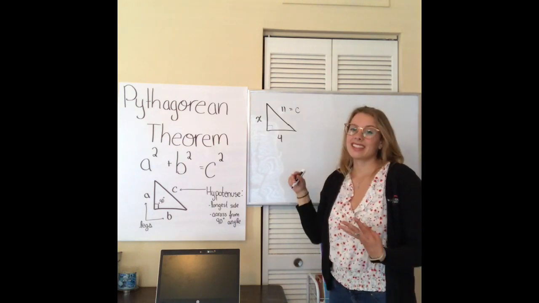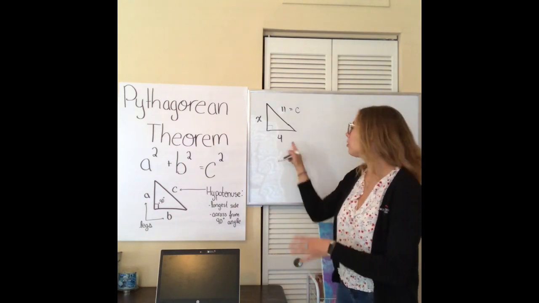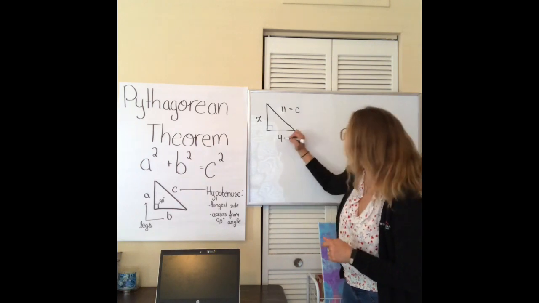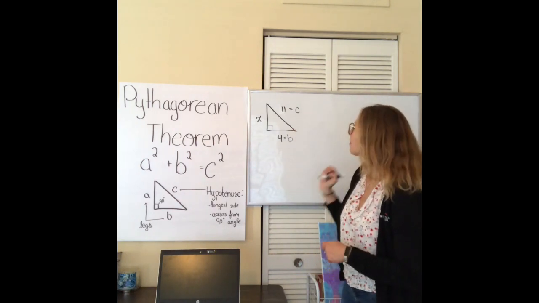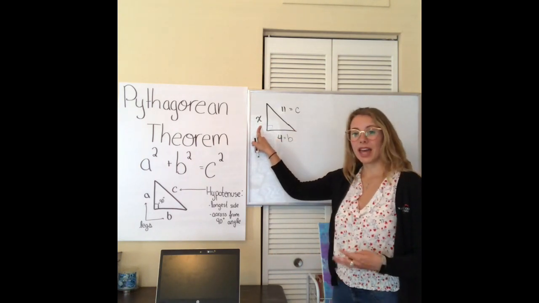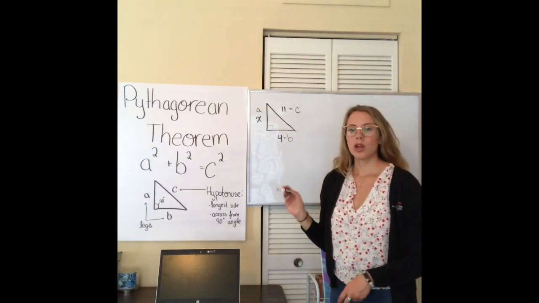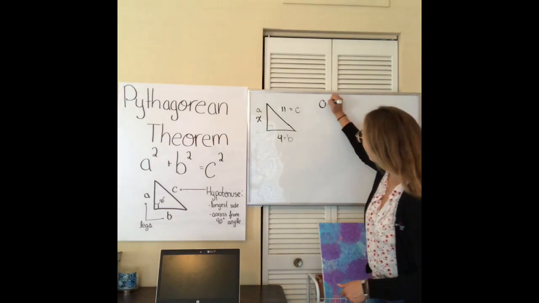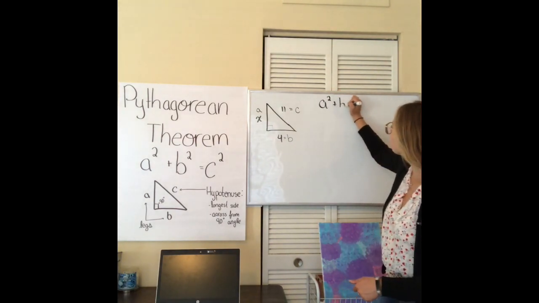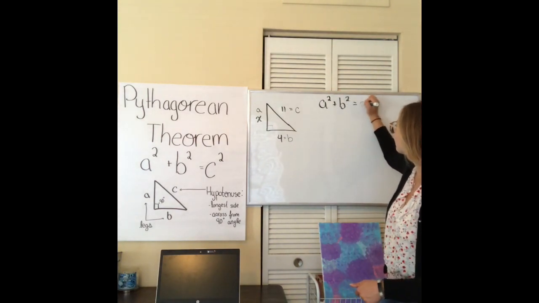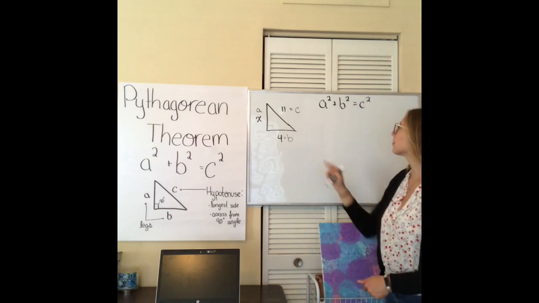This 4, I like to say that the B is on the bottom, but you could say it's A if you want. It really doesn't matter. I'm going to say it's B. And this X is the value that we're looking for, and I'm going to call it A. So now I'm going to write my problem. A squared plus B squared equals C squared.